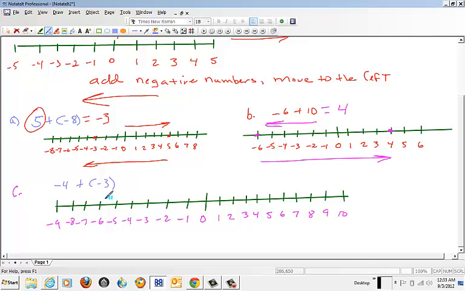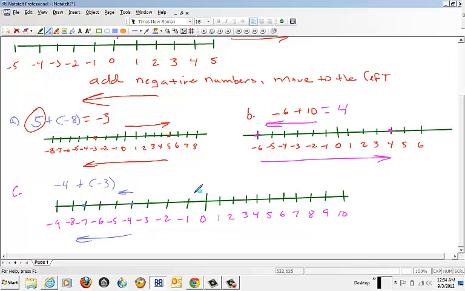Okay, now let's try and see what we have here. We have a negative 4. So we're going to go to the left from 0 over to a negative 4. This is our beginning point right here. Now it is telling us that we must add to it a negative 3. So again, we're going to the left. So we're going to add 1, 2, 3, which is a negative 3, and we end up at a negative 7.